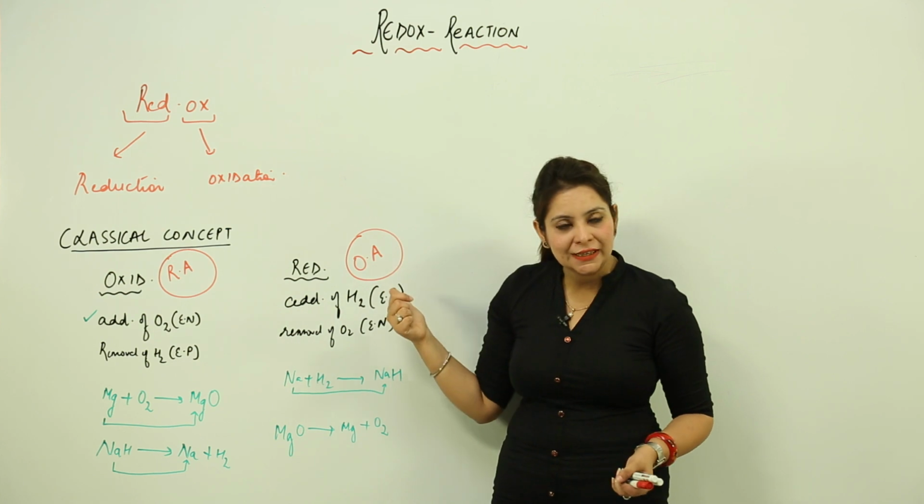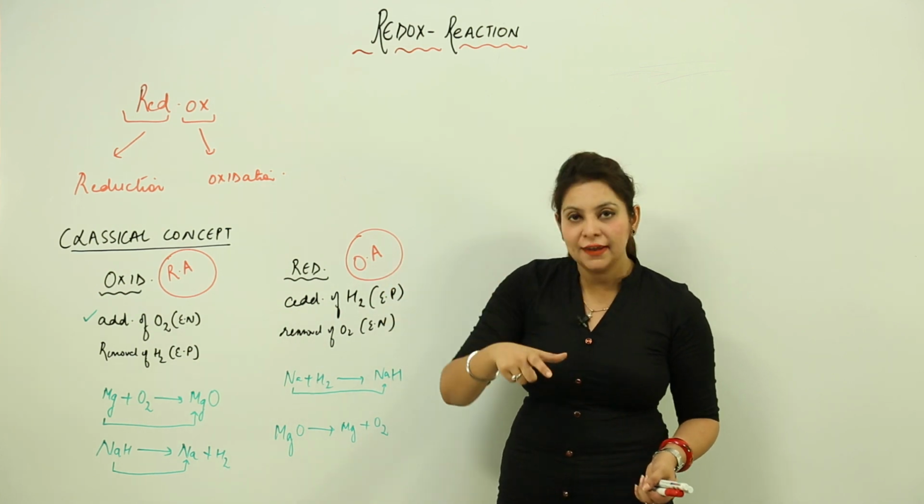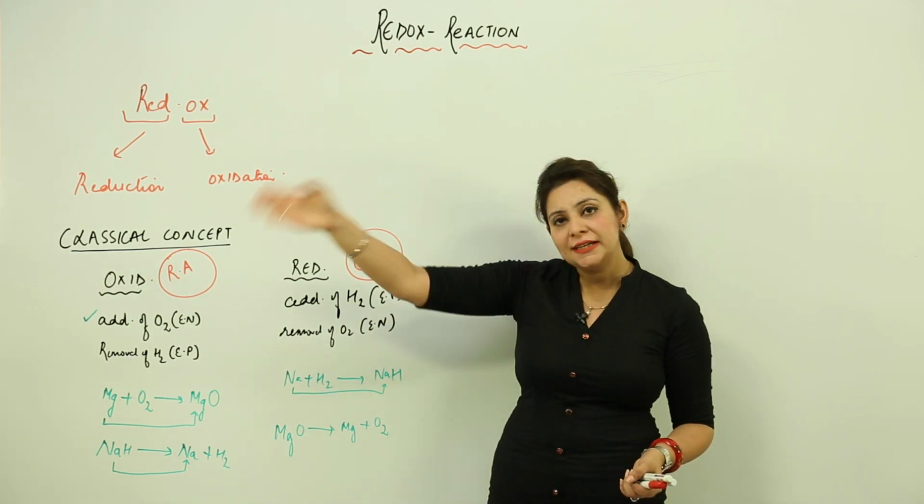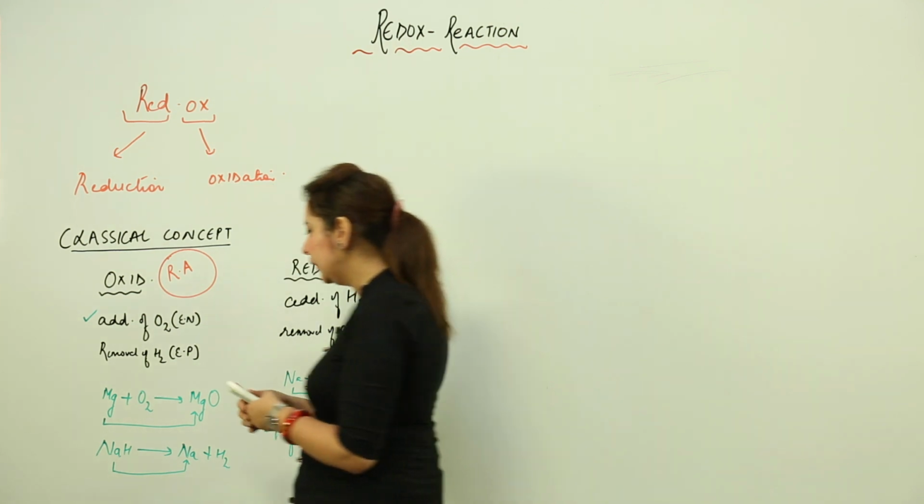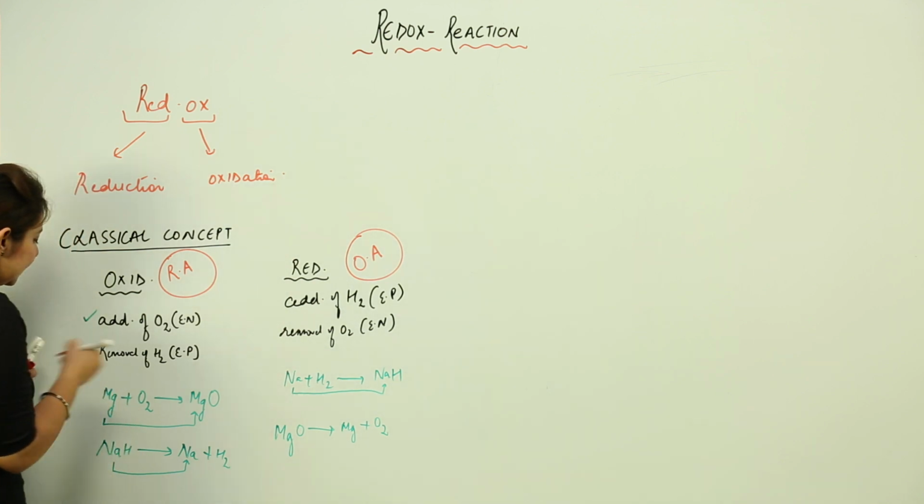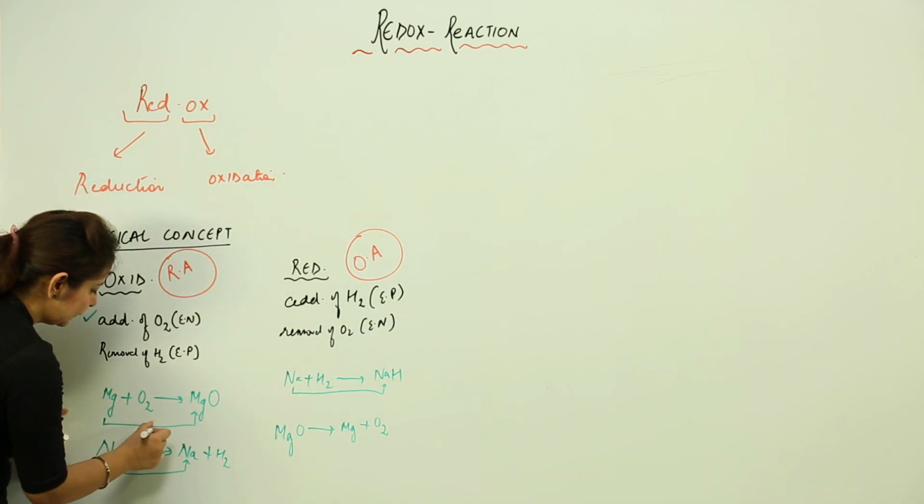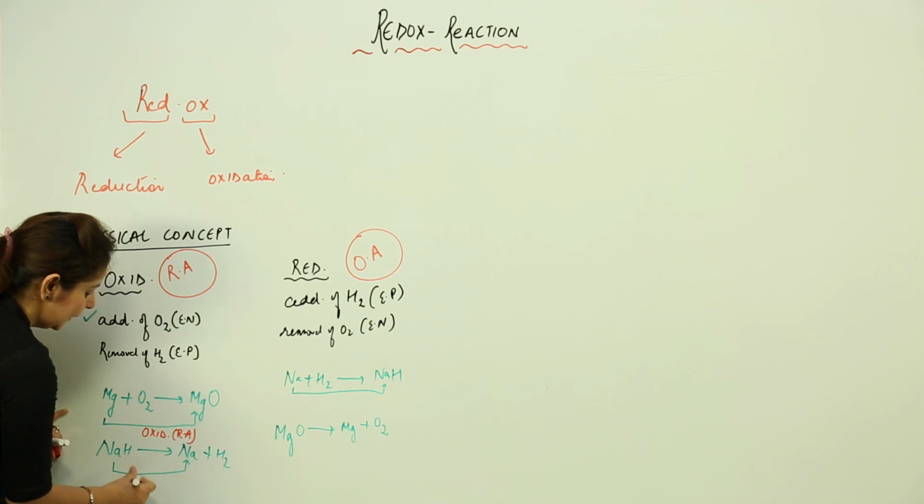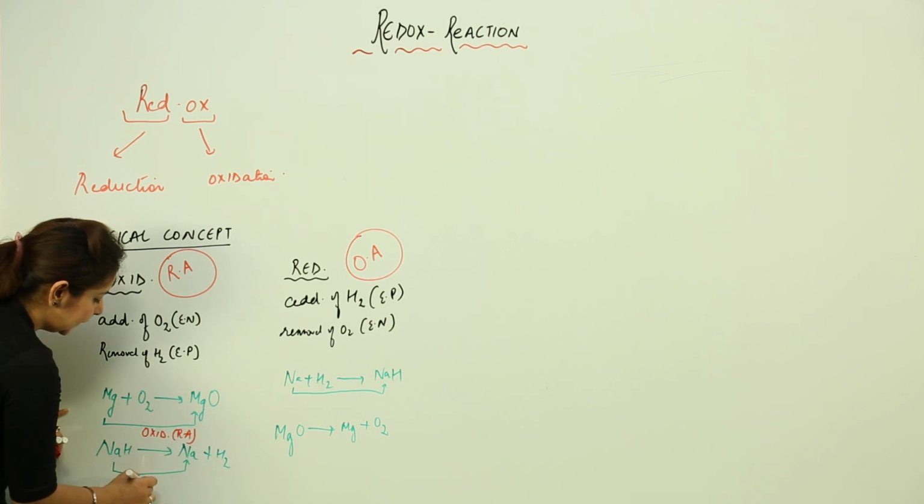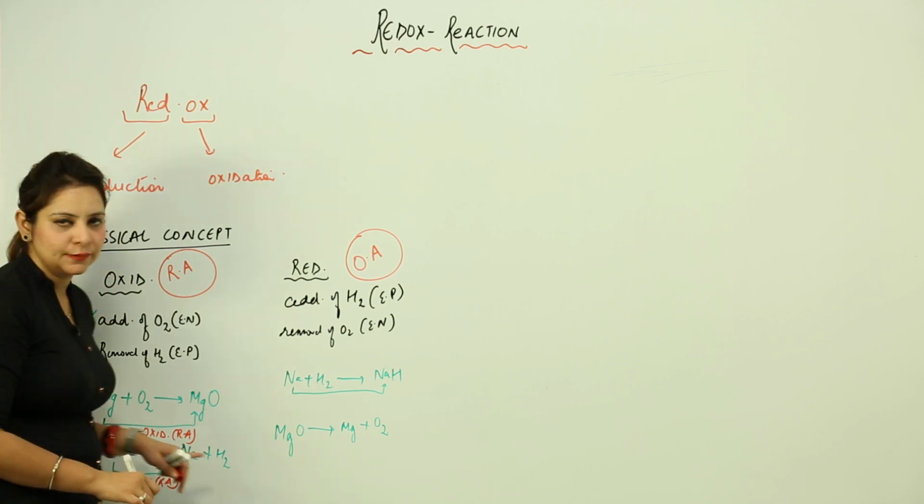Likewise we have an oxidizing agent, so it is an agent of oxidation. That means it is going to oxidize others and itself gets reduced. So like in this example, this is undergoing oxidation, right. So it is a reducing agent. Likewise here it undergoes oxidation, so sodium is a reducing agent.